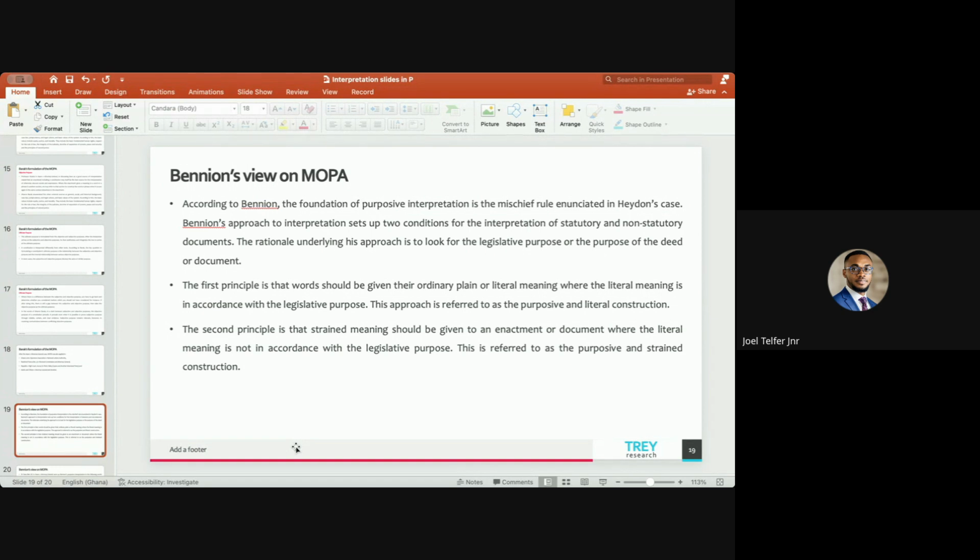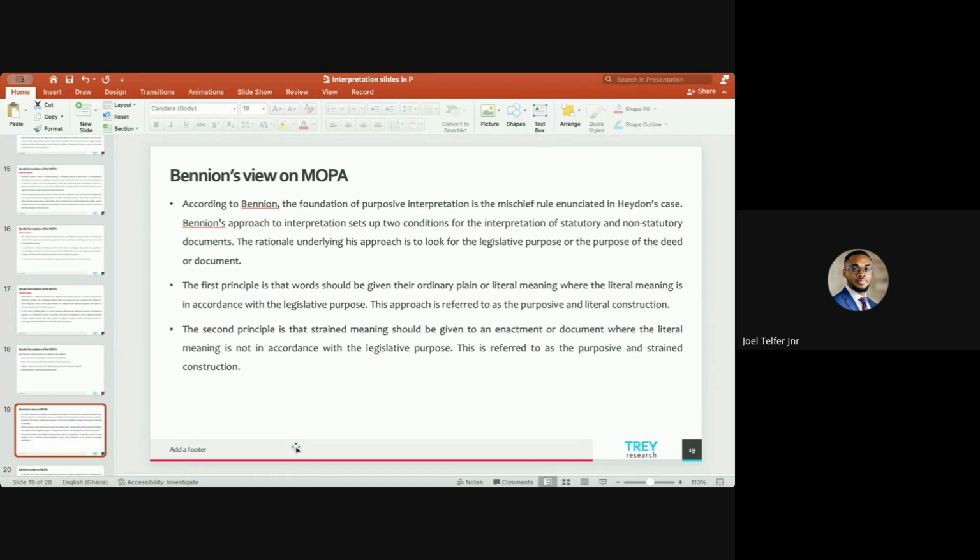So in effect, what Bennion is telling us is that when you are interpreting a text, his view is much more, if you like, embracing of the literal approach to interpretation with some few tweaks here and there. His view is that when you're doing any interpretation, your first step is to ascertain the ordinary meaning and determine if it accords with a legislative intent.